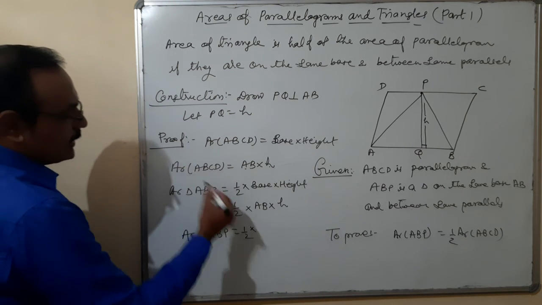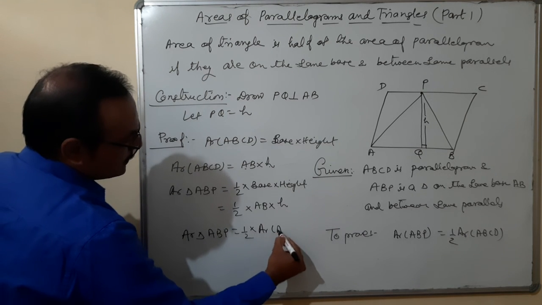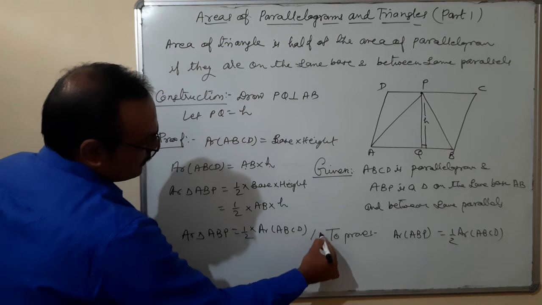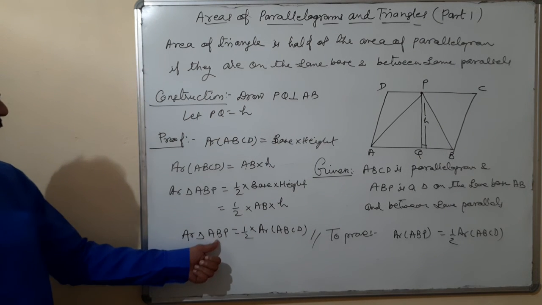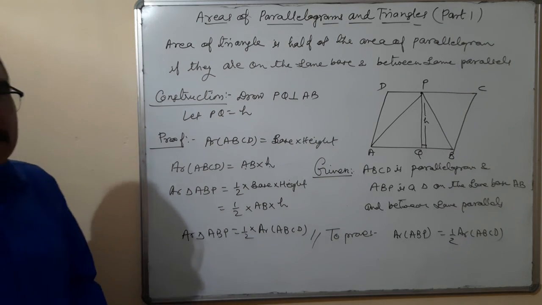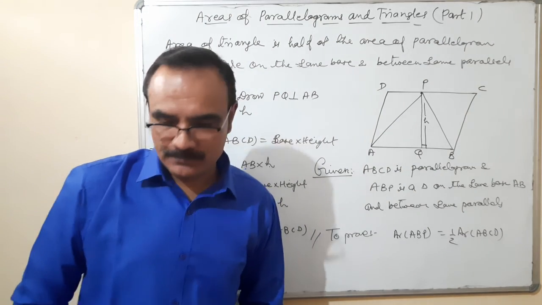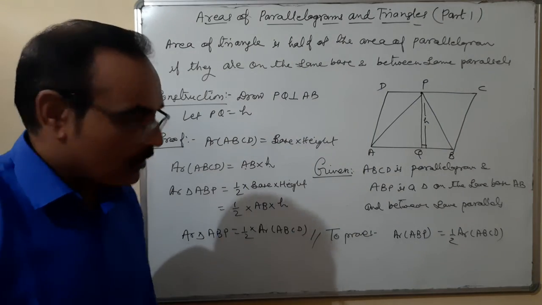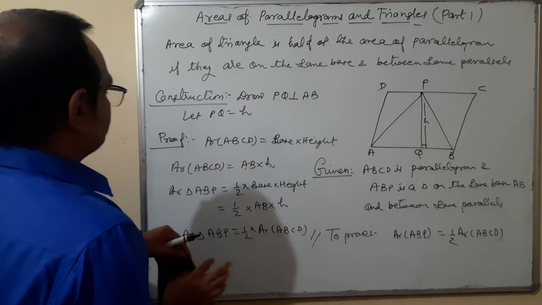AB into H is the area of ABCD. So that is the proof. Area of triangle ABP is equal to half of the area of parallelogram ABCD if they are on the same base and between the same parallels. Okay. Now coming to exercise 9.1.